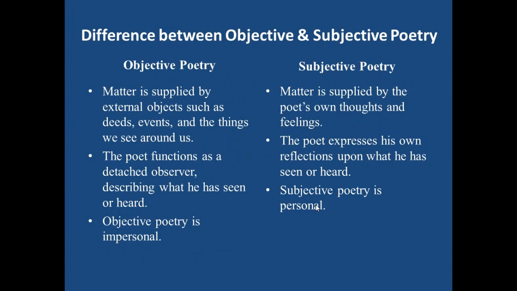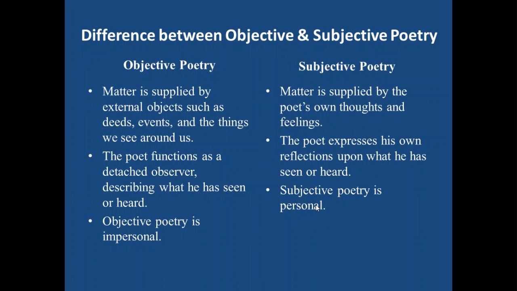In objective poetry, the matter is supplied by external objects such as deeds, events, and the things which we see around us. Here the theme is influenced by external factors, the outside objects, outside events, deeds, actions, and incidents which we see and experience around us. Whereas in subjective poetry, the matter is supplied by the poet's own thoughts and feelings. Here the poet's own thoughts and feelings are expressed.